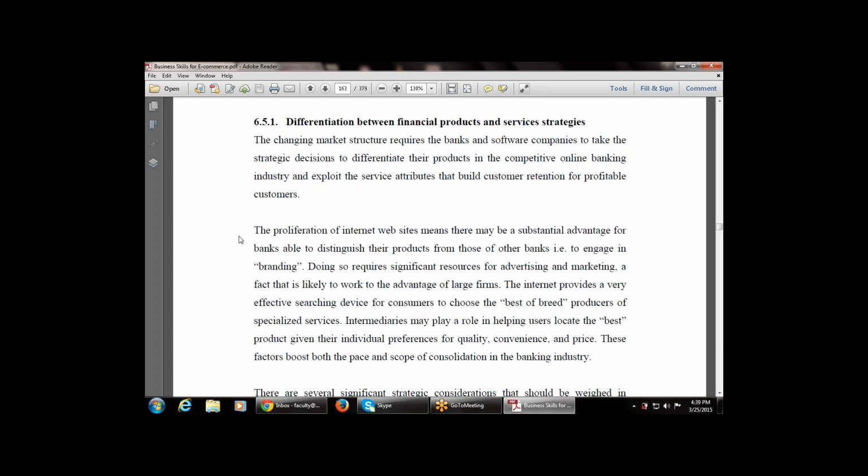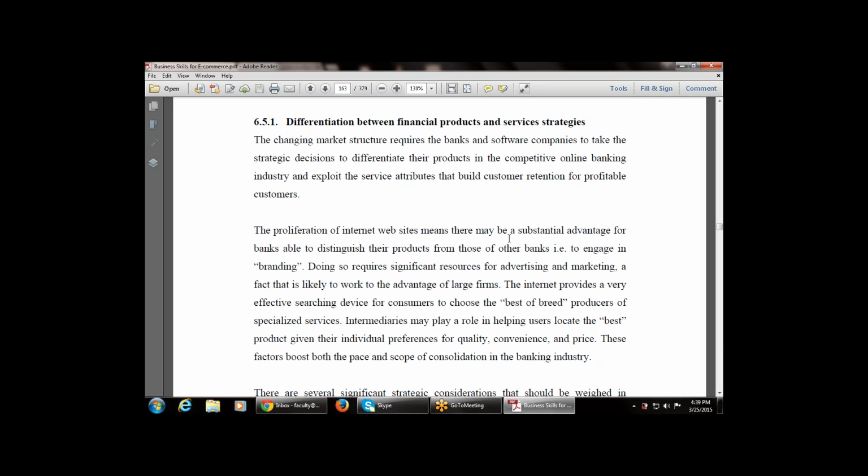Whenever we use internet websites, there will be a substantial advantage for the banks able to differentiate their products from those of other banks. That is, banks use their websites to show the main advantage and the quality of their products. So the website is one of the major tools used for differentiating products and building the goodwill of the product.